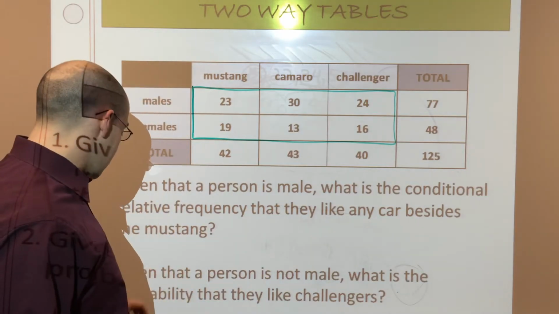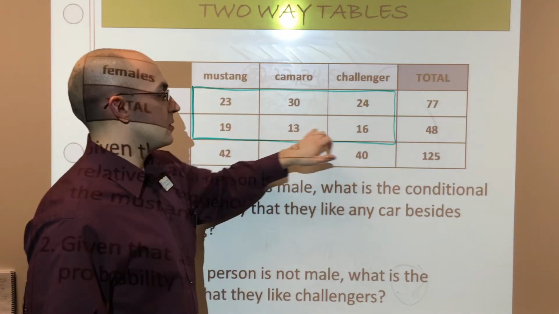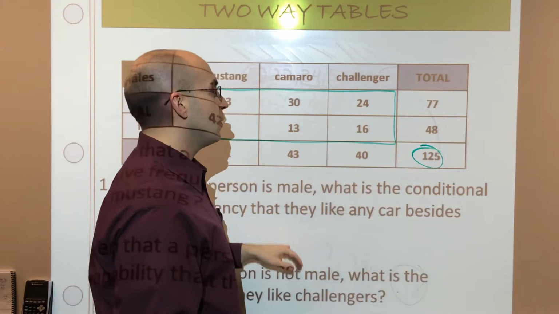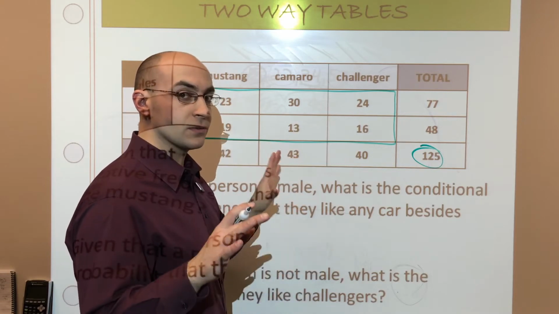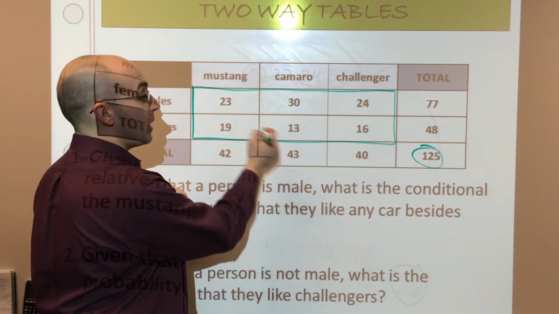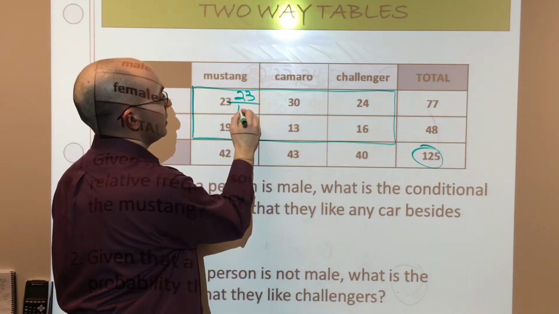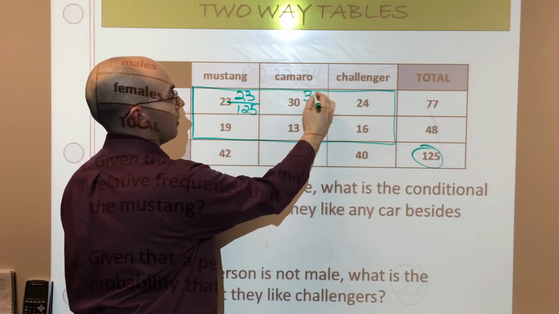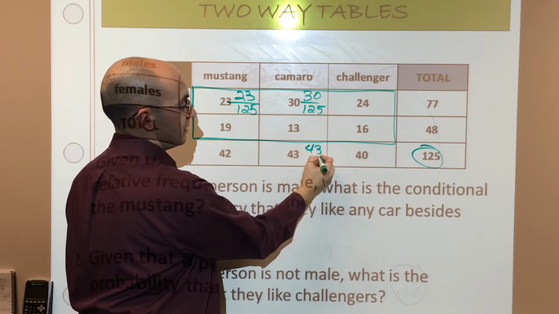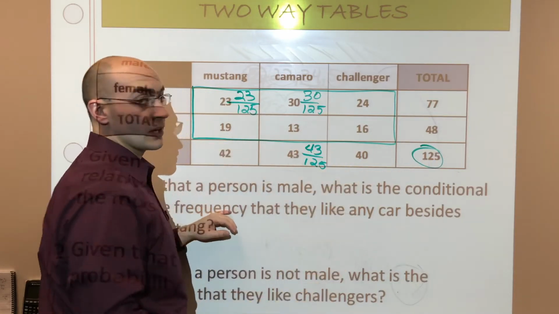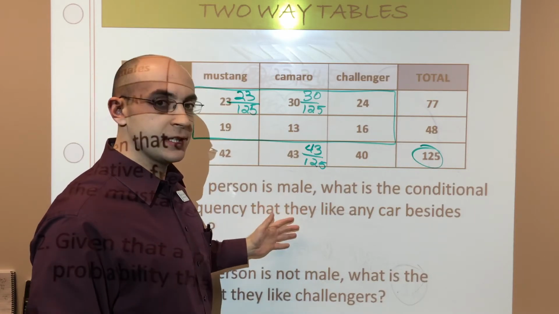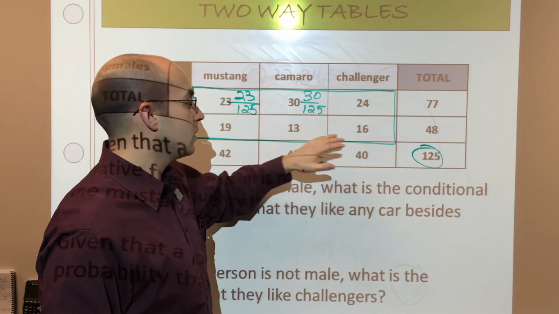So before we get into that, all of these values, every one of these except this one, which is the grand total, when I want to find the joint or marginal relative frequencies, I'm going to divide them by that total. So for instance, 23 is going to be divided by 125, and 30 by 125. I'm even going to go down to the marginal relative frequencies and divide them by that. So all of them are going to have a denominator of 125. That will give you the percentage or the decimal or the fraction of the total.